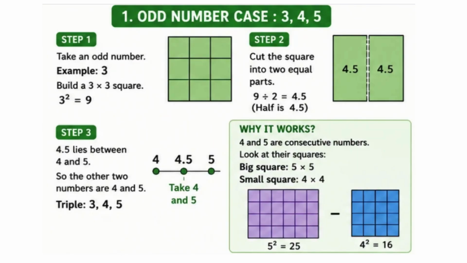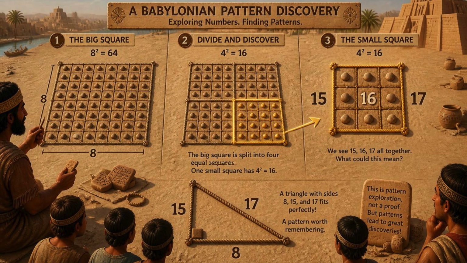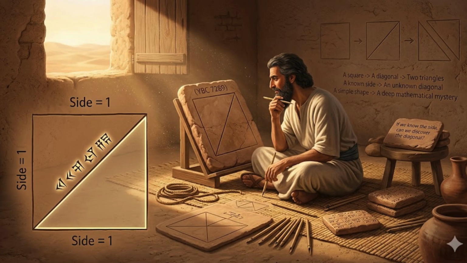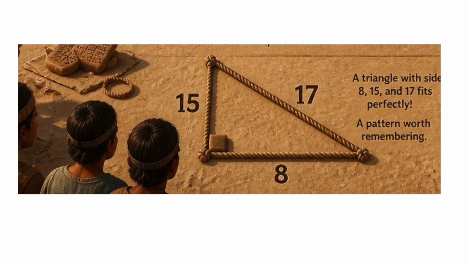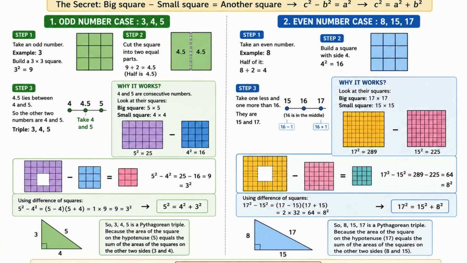Now try even number 8. 8 squared is 64. Inside that pattern, another famous set appears: 8, 15, 17. Instead of cutting the square vertically or horizontally, they cut it diagonally. A new shape appeared, a triangle. And not just any triangle, a right-angled triangle. A perfect 90-degree corner using rope shaped into 3, 4, 5 or 8, 15, 17.